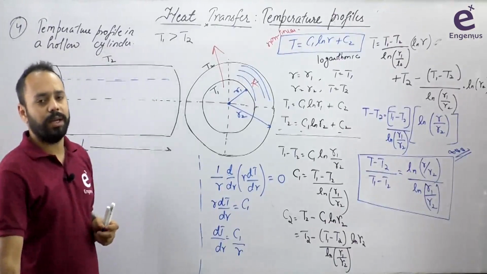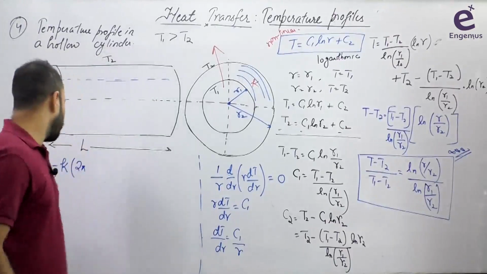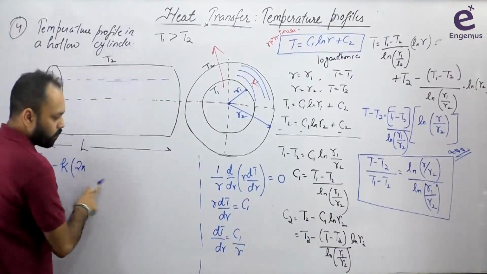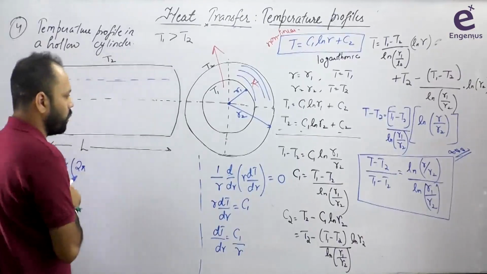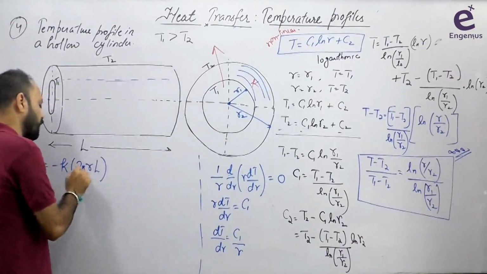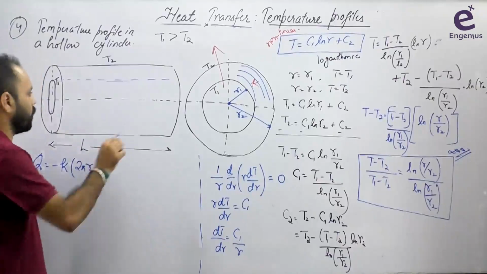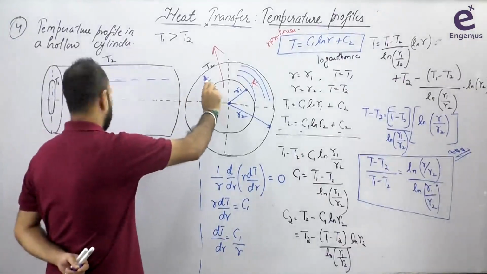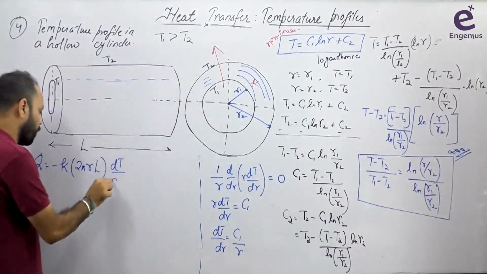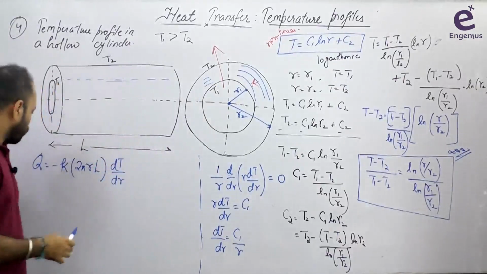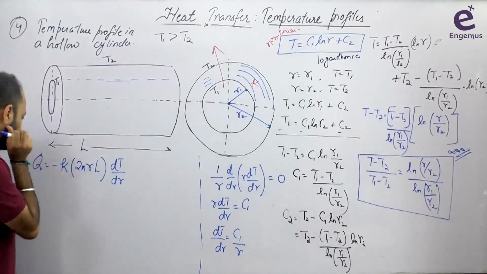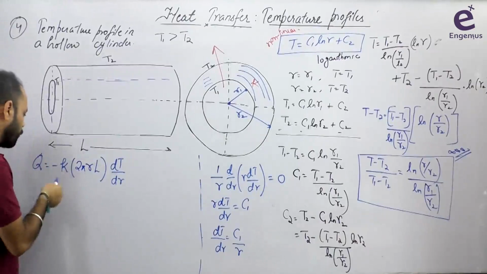So K A dt by dr, how to write? There are various methods. K A dt by dr, fine. So either I should write this as, okay, let me write 2 pi RL, where R is changing, right? Because area can be anything, this R, this R, this R. I'll later integrate it, don't worry. dt by dr. Okay? Now let us write these equations. Q is equal to, dr by R and dt.